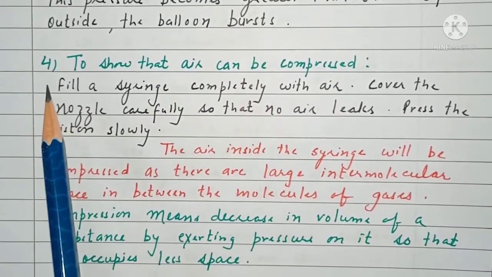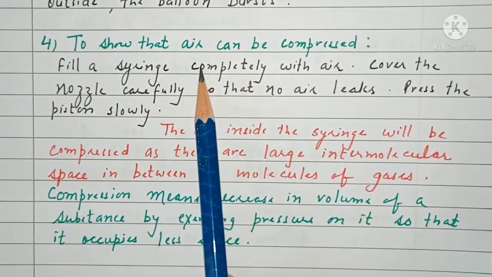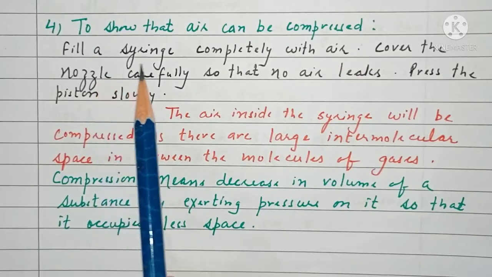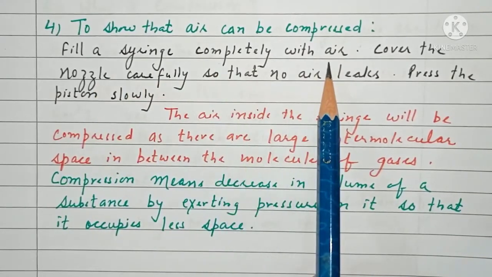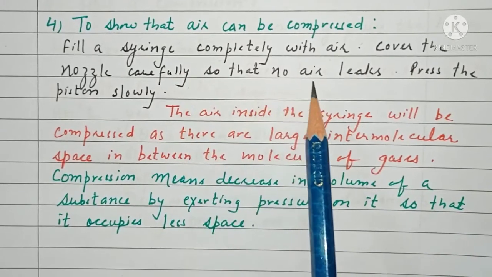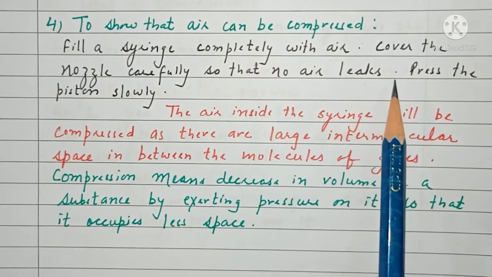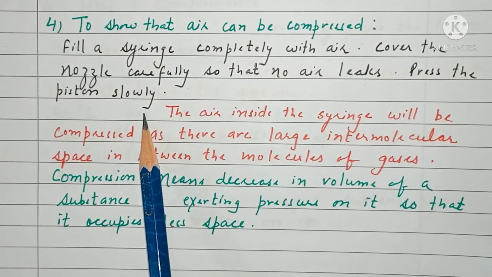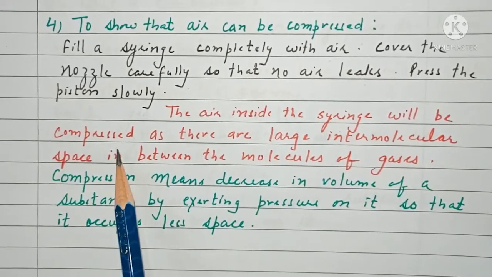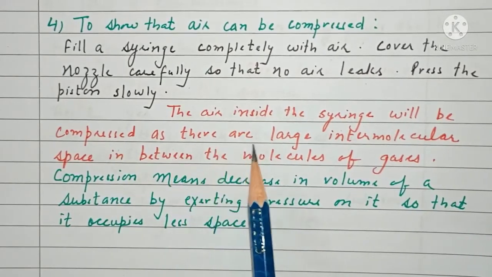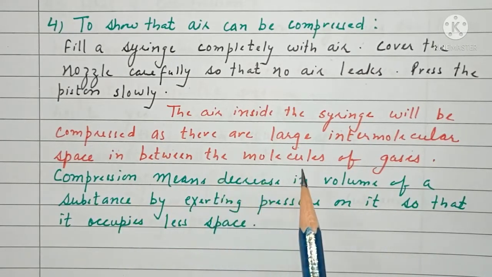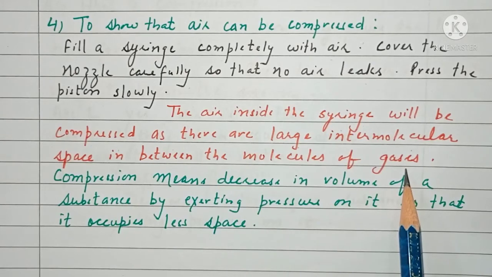And now we will do the fourth activity to show that air can be compressed. So for this, fill a syringe completely with air and then cover the nozzle carefully so that no air leaks, and then press the piston slowly. The air inside the syringe will be compressed as there is large intermolecular space between the molecules of gases.